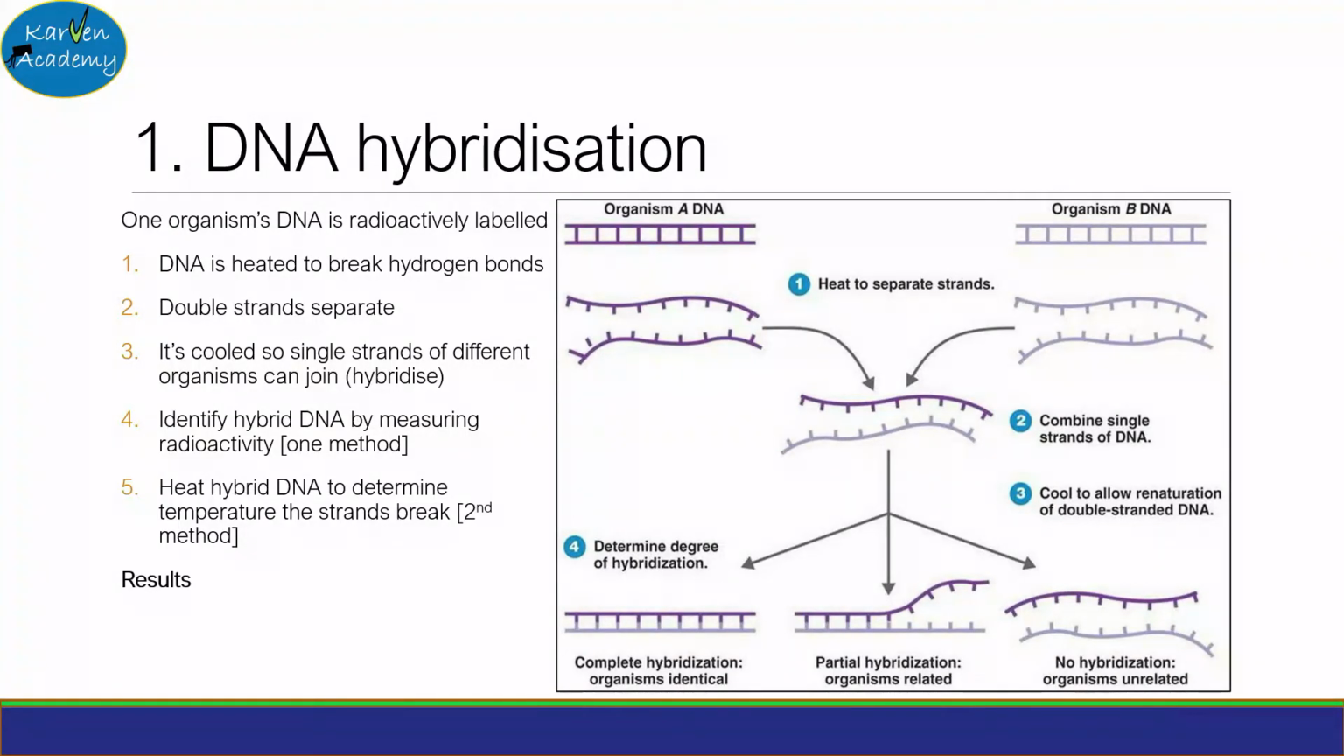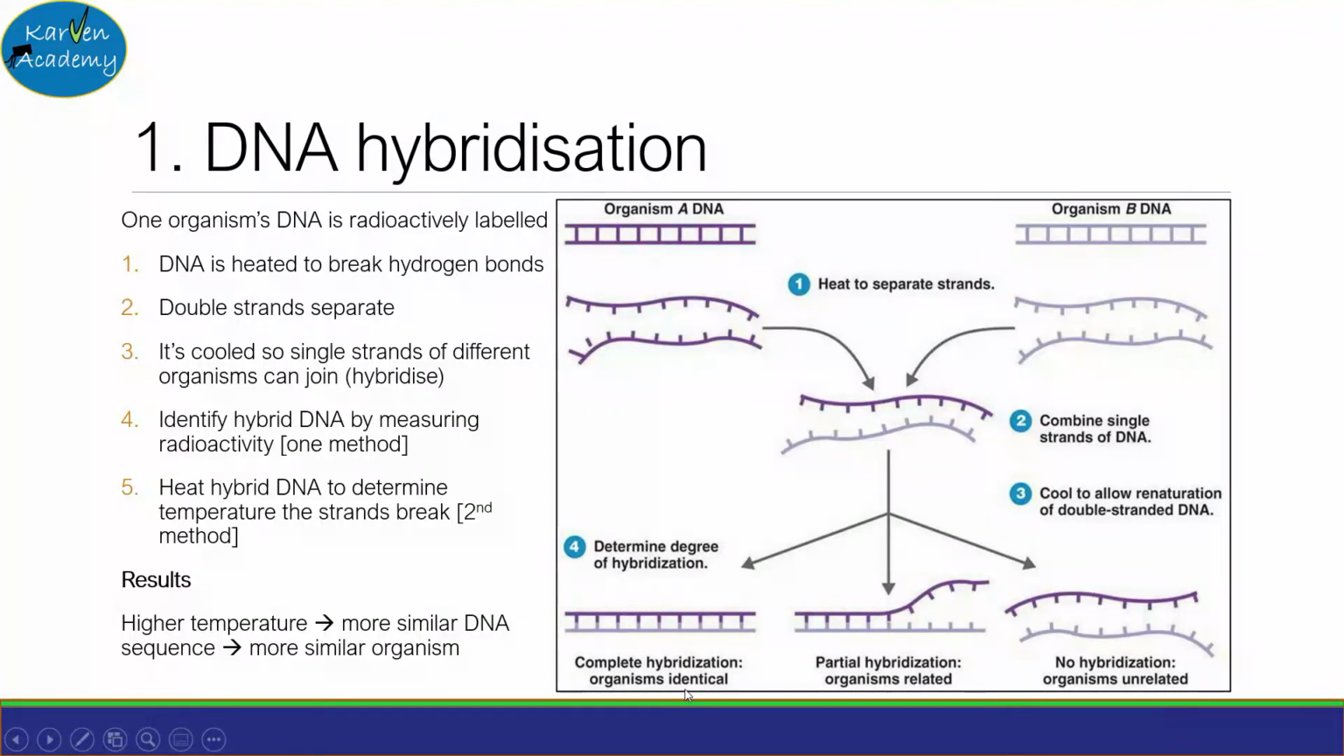Overall, what the results should show is that the greater the temperature, the more similar the DNA sequence and the more similar the organism. I hope this image makes more sense. As you can see, organism A's DNA is hybridized to organism B's DNA. And if it has complete binding of the DNA bases, that means that the organisms are genetically identical.